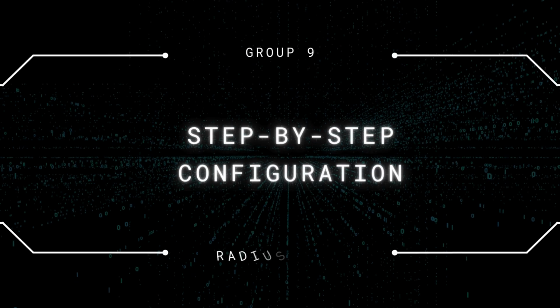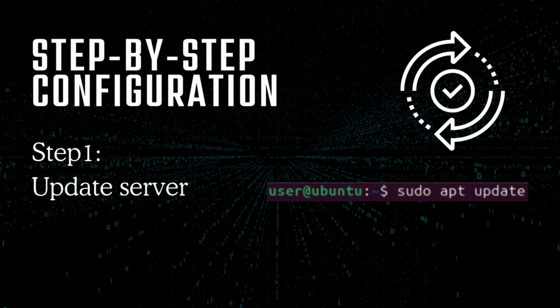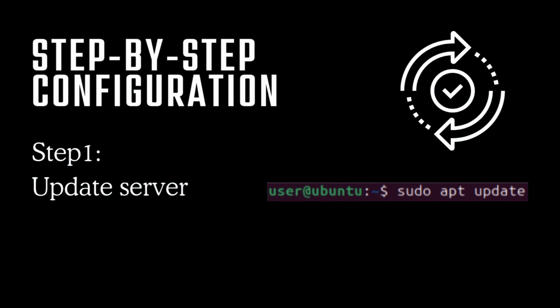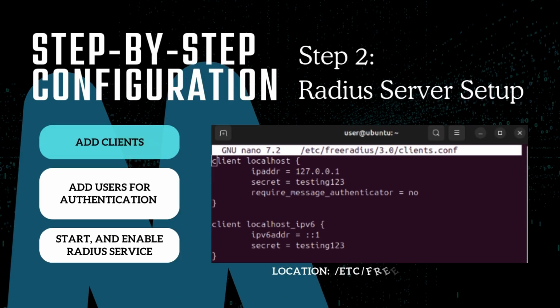Move on to the step-by-step configuration part. Step 1, which is the initial step. We need to update the server, here with the example Ubuntu server, and we need to install the FreeRADIUS service on this server. Step 2, the RADIUS server setup.